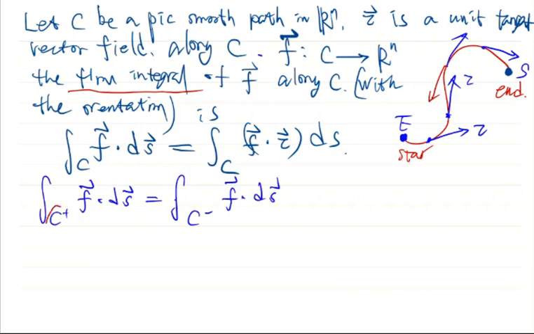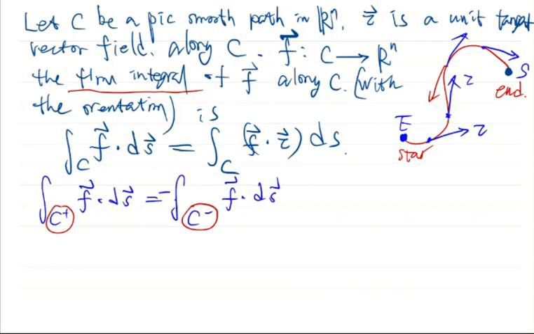here C plus and C minus. C plus is the curve C with the orientation determined by tau, while C minus is the curve C with the orientation determined by the reverse direction of tau. Okay, obviously their sum will be 0. Okay, the integral over C plus is minus the integral over C minus.